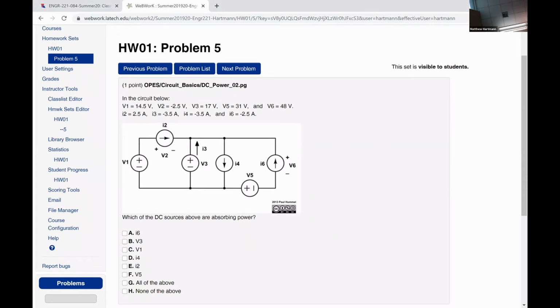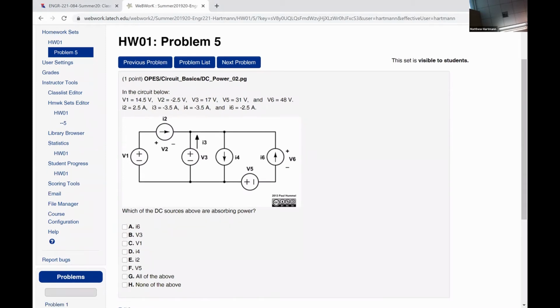So one thing that I'd like to point out here, it says, which of the DC sources above are absorbing power? What is meant by that question is which of the DC sources above are absorbing positive power? Because they could all be considered to be absorbing power, but only some of them will be absorbing positive power. This is one of the things that frustrates me about the way some of these questions are worded, it's not obvious what is actually being asked for.